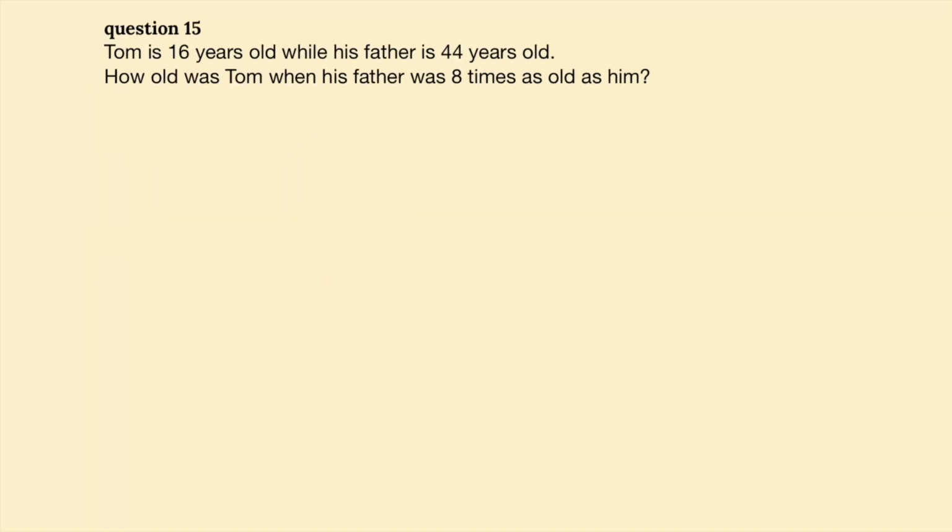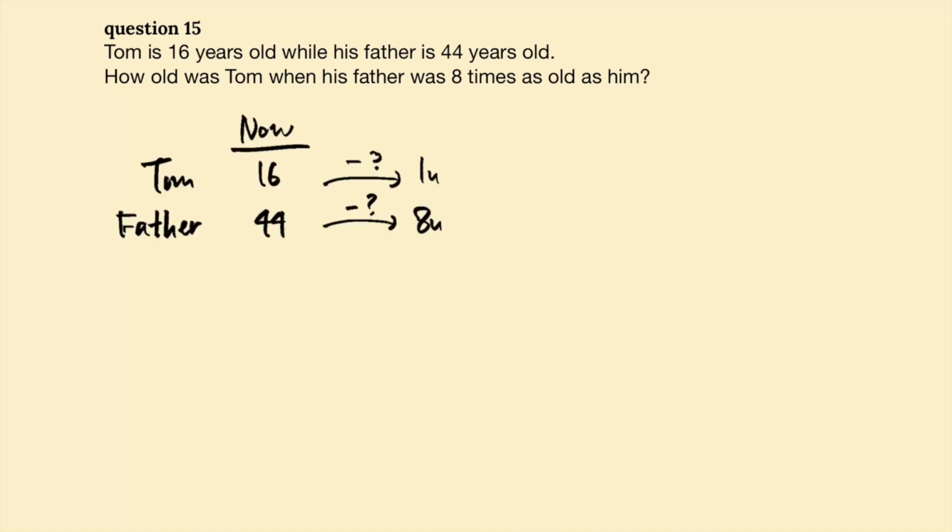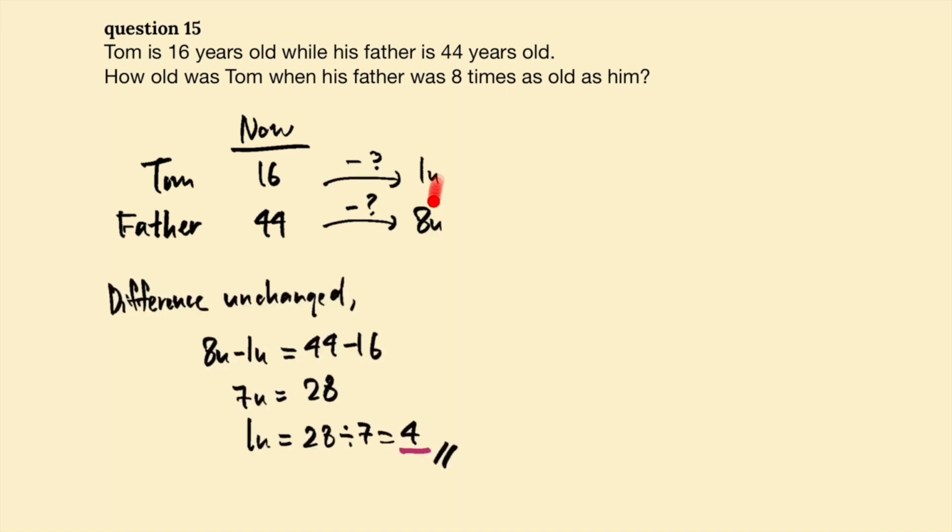Tom is 16 years old while his father is 44. We can find the age difference. How old was Tom when his father was 8 times as old as him? Well, the diagram looks like this. Tom is 16, father is 44. In a certain time in the past, how old was Tom in the past? This was 8u and 1u. So again, the age difference doesn't change. So the difference of 7 units here is the same as the difference here, which is 28. So 1u is 4. How old was Tom when this happened? Well, this is 1 unit. That was Tom's age. And therefore, we've got 4 to be the answer.